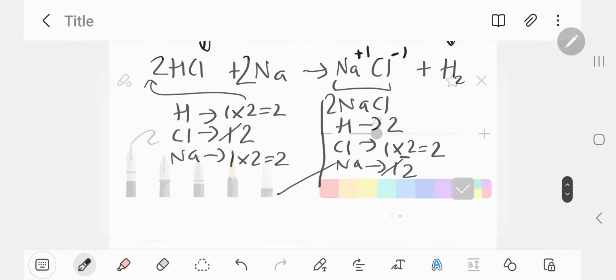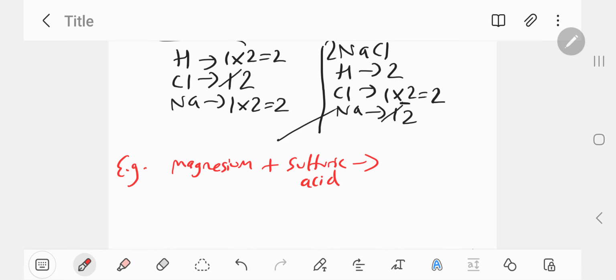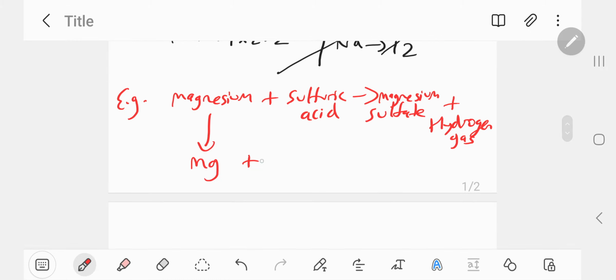Let's do another one. Let's do magnesium plus sulfuric acid. So let's work out the salt. The salt is basically the metal first, which is magnesium, and the non-metal is the acid ending, which is sulfate. Sulfuric becomes sulfate, plus hydrogen gas by definition. Now you use your periodic table and general knowledge. Magnesium is just Mg. Sulfuric acid is H2SO4 by definition. That makes magnesium sulfate. Magnesium is Mg, and the sulfate polyatomic ion is SO4 2-.